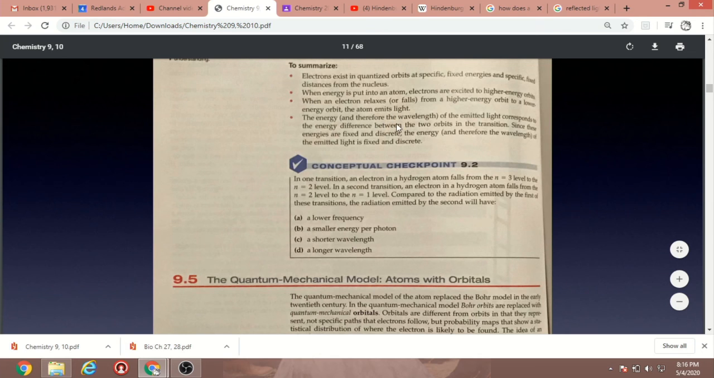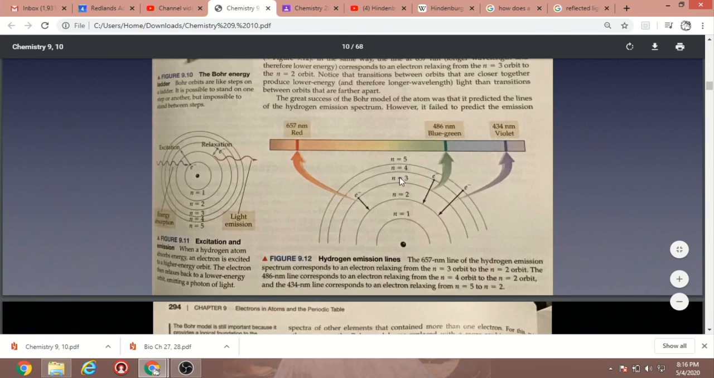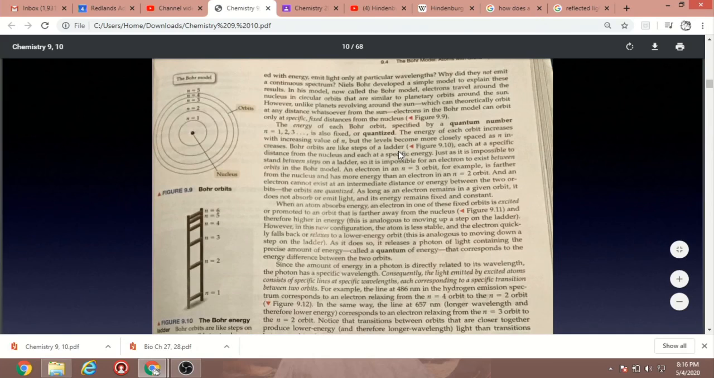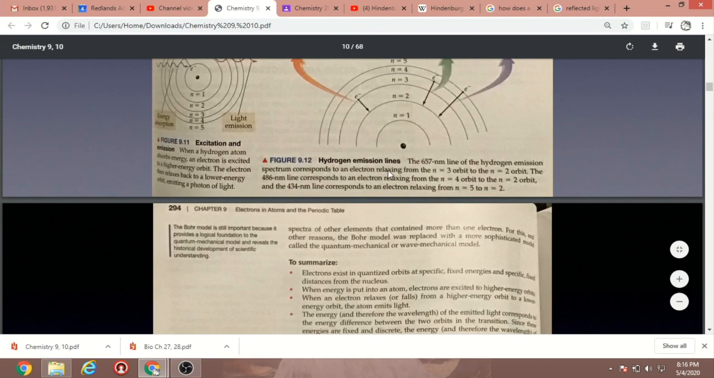The energy, I guess that's this last point here, the energy and therefore the wavelength of the emitted light corresponds to the energy difference between the two orbits in the transition. Since these energies are fixed and discrete, the energy and therefore the wavelength of emitted light are fixed and discrete. All right? Since these orbits are a certain distance away from each other, when the electron falls back from one to the other, it's always going to be a very specific wavelength of light, a very specific amount of energy, in other words. So do you see how all this is related? How light is very related to us understanding these quantized orbits?